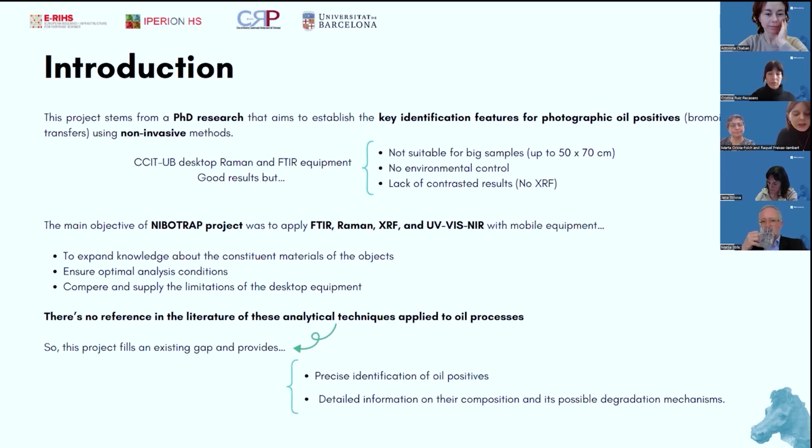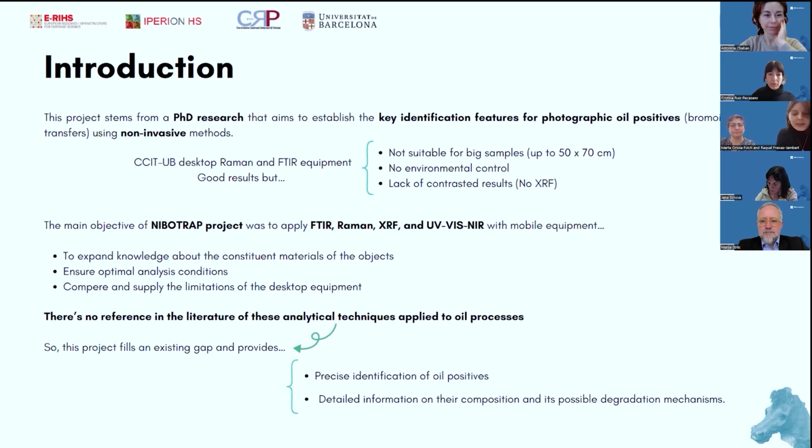For these reasons, the main purposes of this project were to apply FTIR, Raman, XRF, and UV-visible-infrared spectroscopies with mobile equipment, to expand the knowledge about the constituent materials of the objects, to ensure optimal analysis conditions, and to compare and supply the limitations of the benchtop equipment we had available.